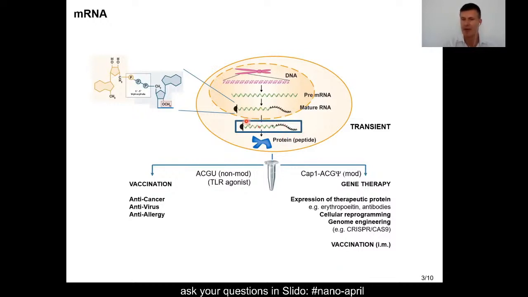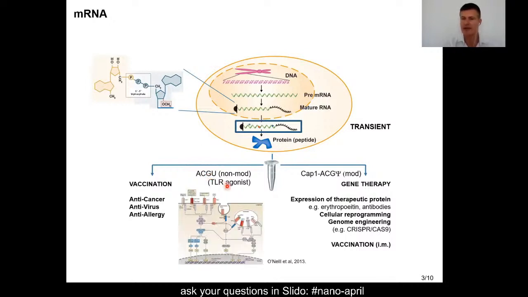This messenger RNA in the cytosol is transient. It is expressed into protein for a few minutes to a few hours. In vitro, it's possible to produce this mature messenger RNA. It comes in 2 flavors, either non-modified or modified. When it's non-modified, it's produced with the 4 canonical nucleotides A, C, G, U.